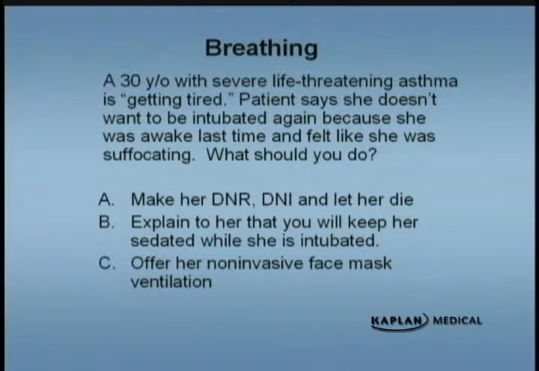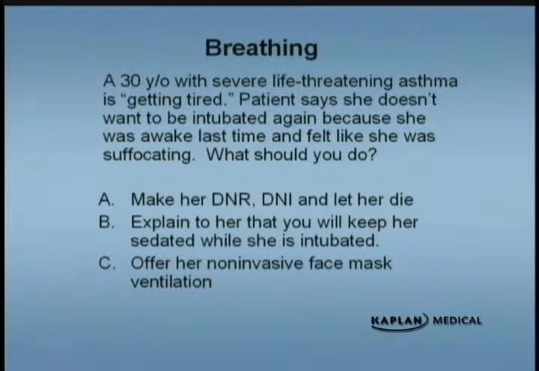Okay, so here are the choices. Do you make her do not resuscitate, do not intubate, and let her die? I mean, patient autonomy is important. I should tell you she's got 2 small kids at home, right? Not a good choice. Do you do B? Do you explain to her that you will keep her unconscious and sedated with medication while she's on the breathing machine so that it won't be a painful and horrific experience like last time? That's the answer. That's a great answer.